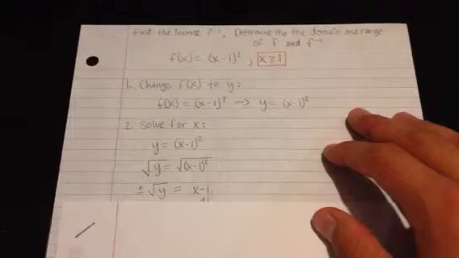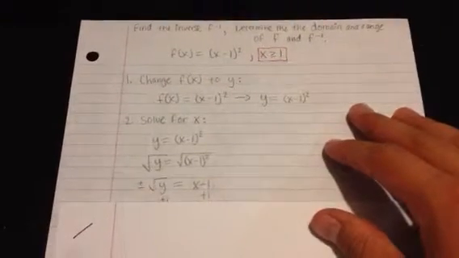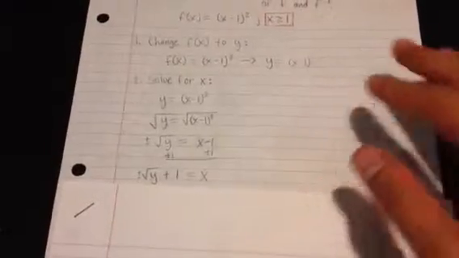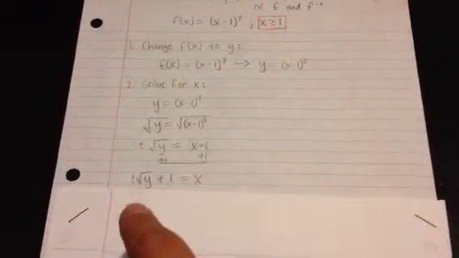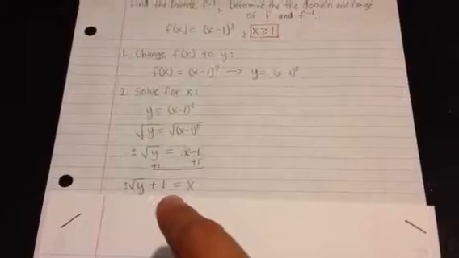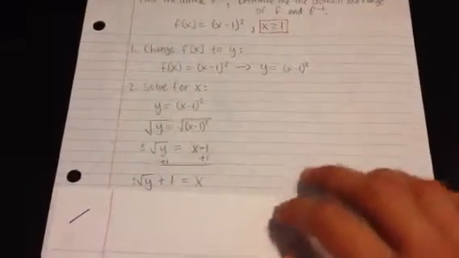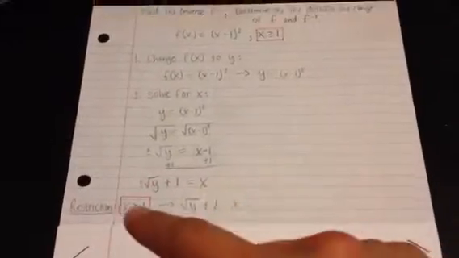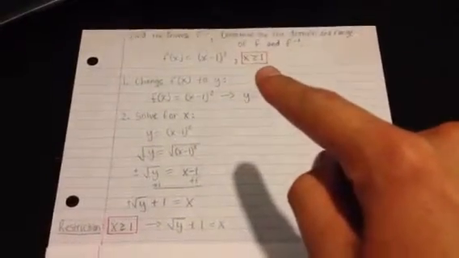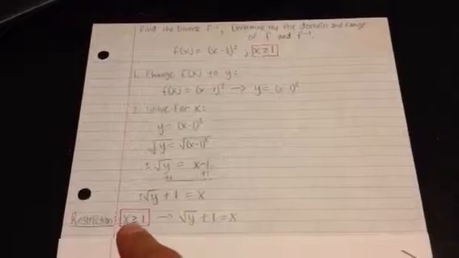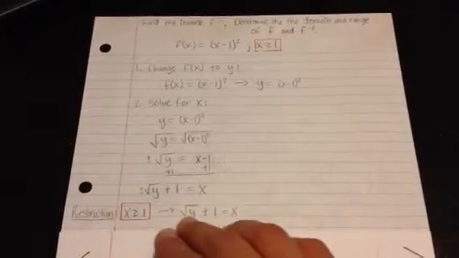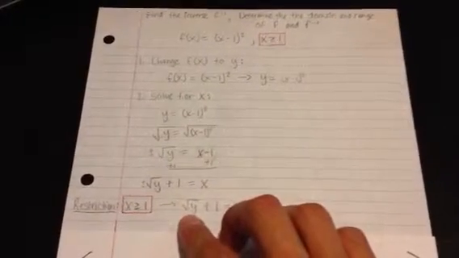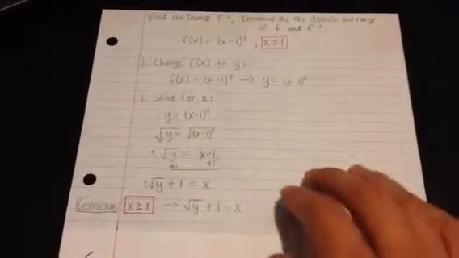The next step is to isolate the x by adding 1 to both sides, and you're left with plus or minus the square root of y plus 1 is equal to x. But remember, because of the added restriction that was included up here at the top, x can only be greater than or equal to 1, so in this case your answers can only be positive, so you're left with the square root of y plus 1 is equal to x.